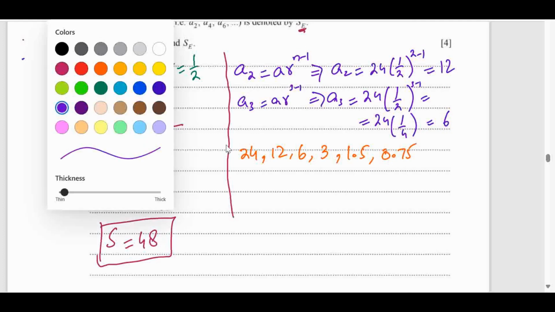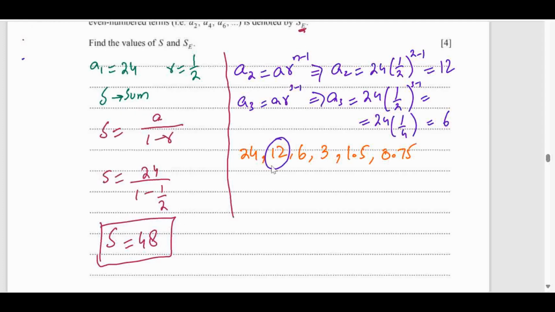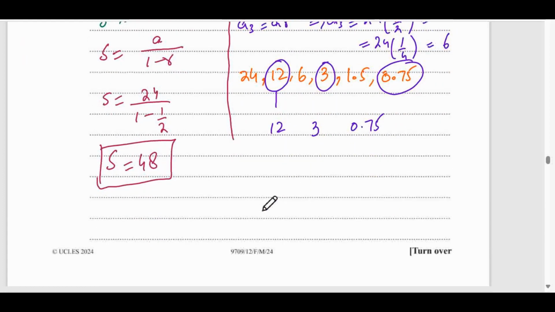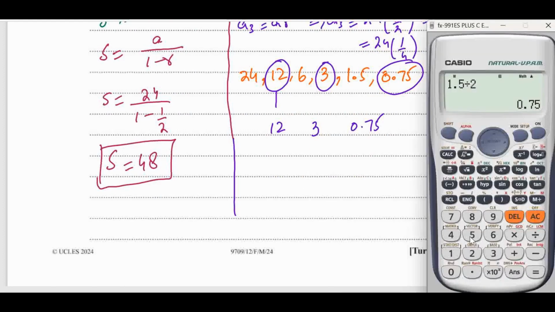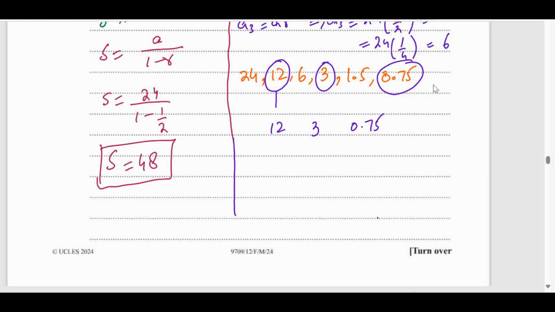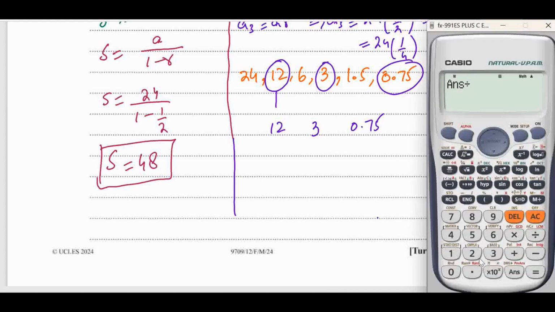Now this is the whole sequence, but we are interested in the even order. So for the even order, our new sequence will be first 12, then the next term will be 3, then the next term will be 0.75. Now from here we need to find the ratio again. So for this new sequence, let me divide by 2 and find the other terms. Divided by 2, this will be 0.375, and if we divide it by 2, this will be 0.1875.